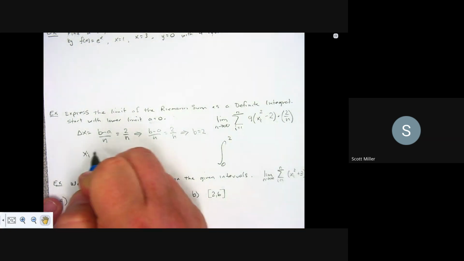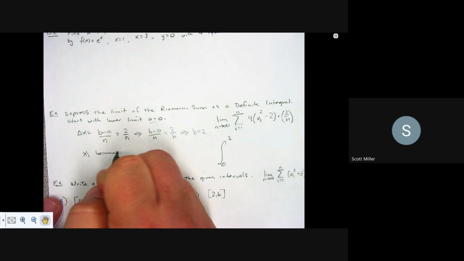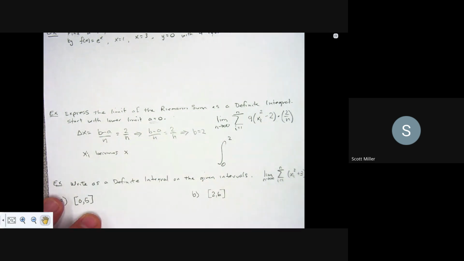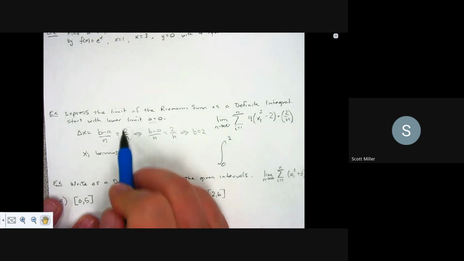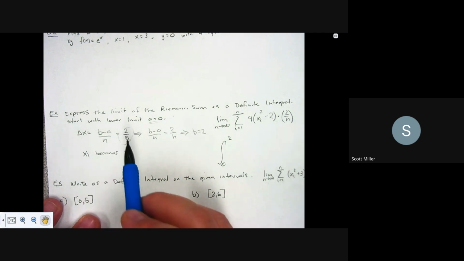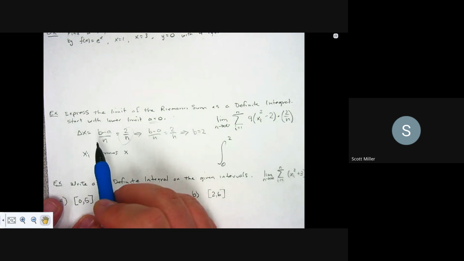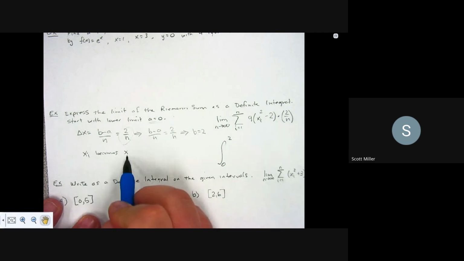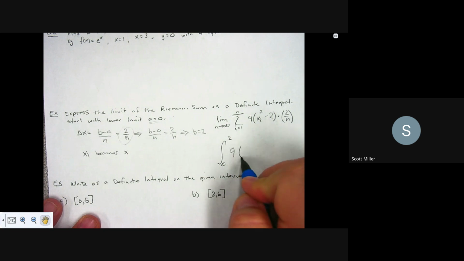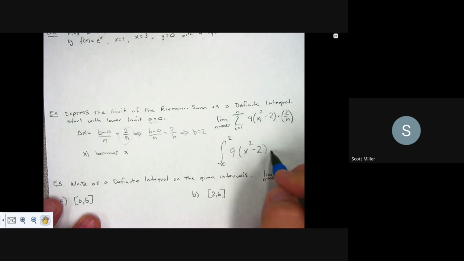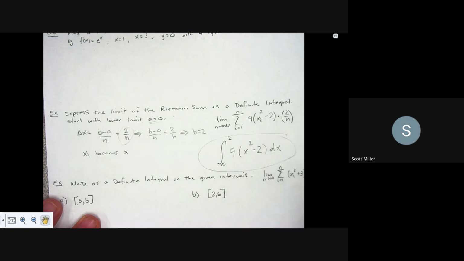The x of i becomes the x. So delta x becomes that, or that becomes delta x, which becomes the dx. And this becomes the x. So if I take that and put it over in here, I'm going to get 9 times x squared minus 2. And then this becomes our dx. And that is our definite integral.